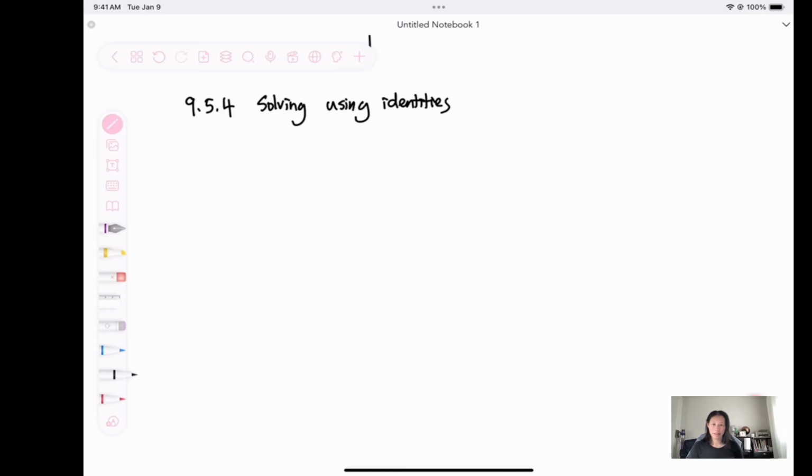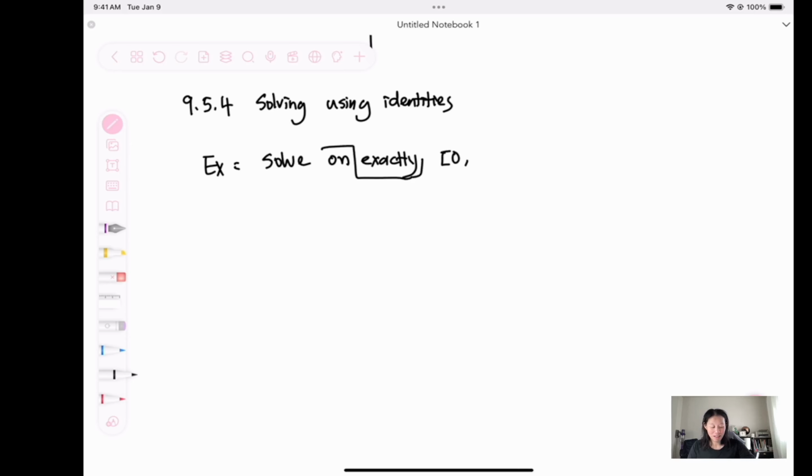Okay, welcome back. Today we're going to talk about solving using identity. First exercise, again, I want us to solve exactly, for theta from 0 to 2 pi.